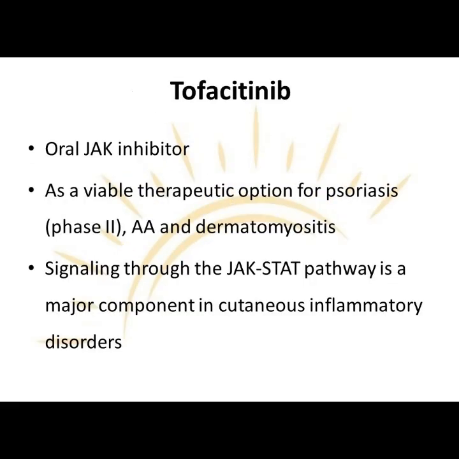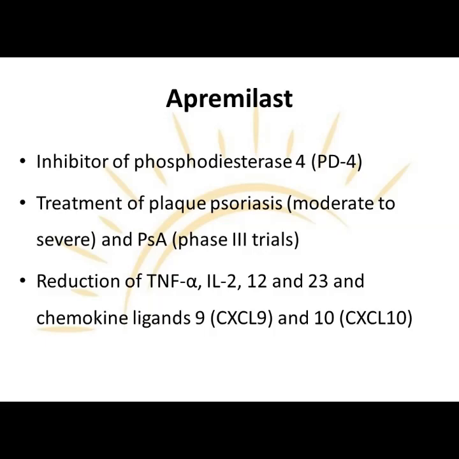Tofacitinib, an oral JAK inhibitor, is developing into a viable therapeutic option for psoriasis, Phase 2, alopecia areata and dermatomyositis. Cytokine signaling through the JAK-STAT pathway is a major component in cutaneous inflammatory disorders. Apremilast, an inhibitor of phosphodiesterase 4, is used in treatment of moderate to severe plaque psoriasis and PsA, Phase 3 trials. Its action is reduction of TNF-alpha, IL-2, 12 and 23, and chemokine ligands CXCL9 and CXCL10.